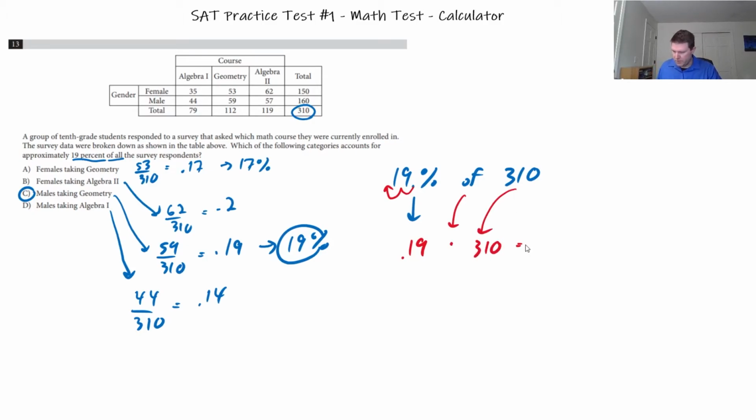And if we just do that out real quick, let's see what we get. Because I think it's 58.9, okay? And that's really close to 59. And then you can ask yourself which one of these was actually 59, and it is males taking geometry. So yeah, there you go with C again.